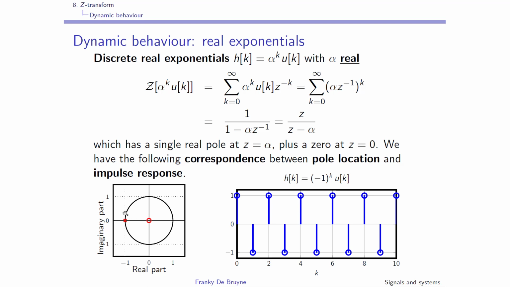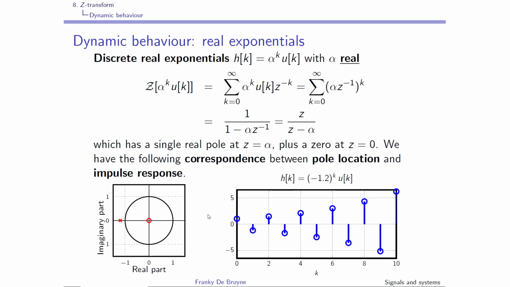Here we have a pole located in minus 1, right? If you put minus 1 in here, you obtain the corresponding impulse response. You can see that we are here at the limit of stability. This is not converging to 0, and this is not growing to infinity. And you can also see, because alpha is negative, this alternating behavior.